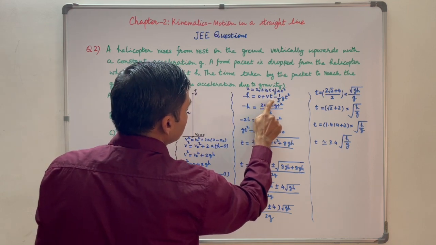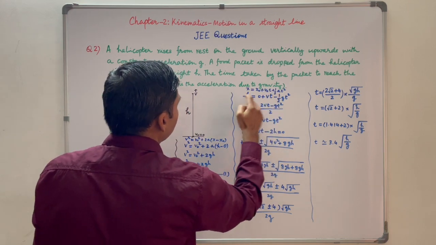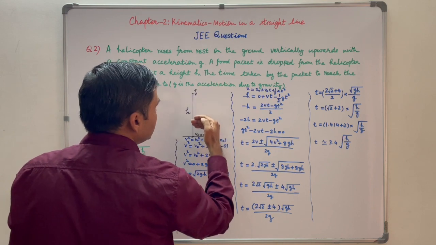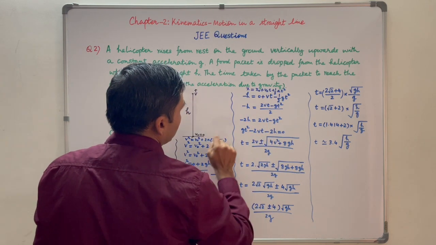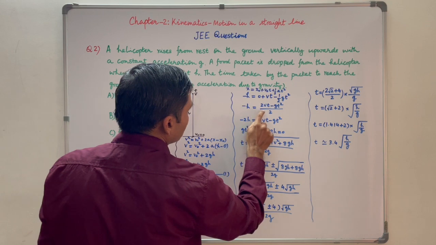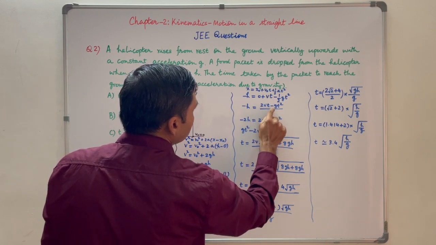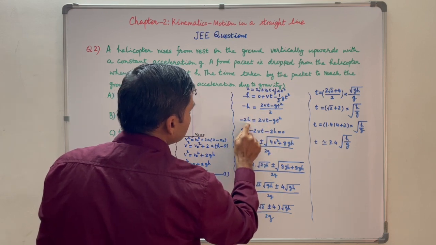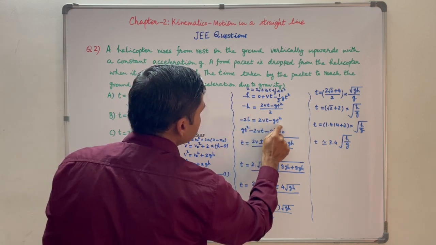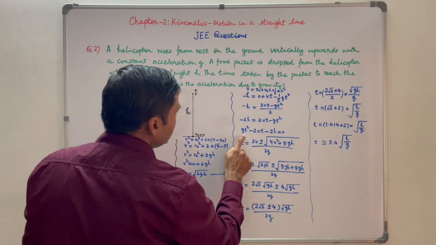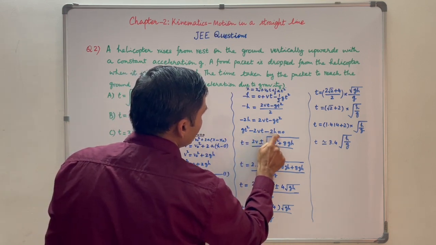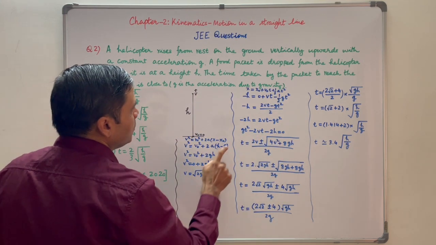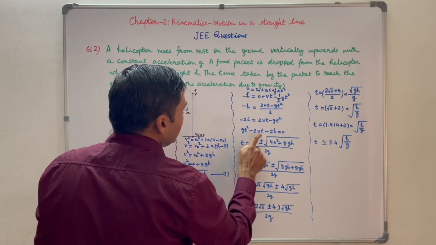So it will be taken as positive. So v into t plus half into a. Acceleration will now be minus g. So minus half gt square. So minus h is equal to vt minus gt square upon 2, or minus 2h is equal to 2vt minus gt square. So gt square minus 2vt minus 2h is equal to 0. So we will get a quadratic in t.